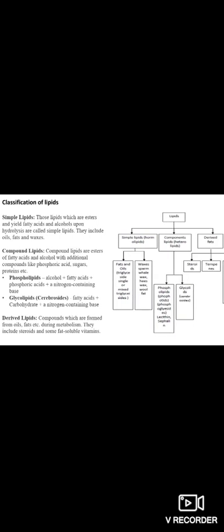Classification of lipids. Lipids are categorized into three types: simple lipids, compound lipids, and derived lipids. Simple lipids are fats and oils. Fats and oils are generally triglycerides, single or mixed triglycerides. Waxes. Then compound lipids are phospholipids and glycolipids. Then derived lipids are generally steroids, terpenes, or carotenoids.